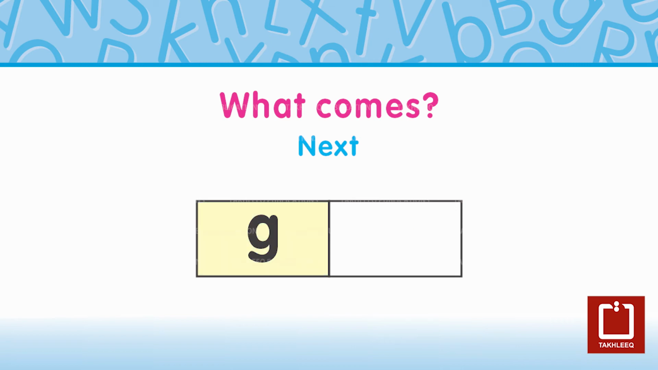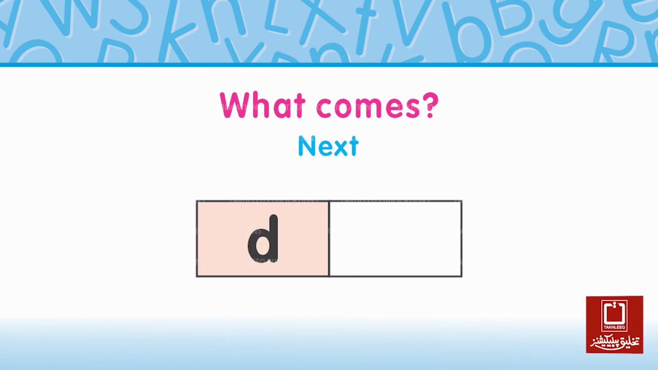Here we see the small letter G. First we say G, then H. G, H. H comes next to G. So we write here H.